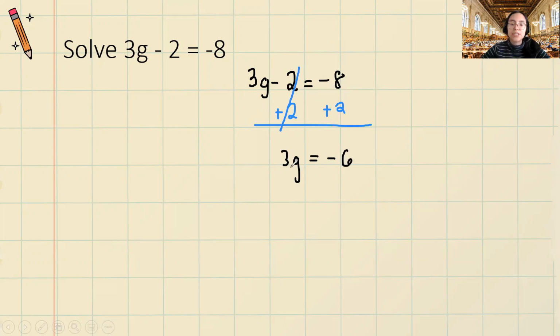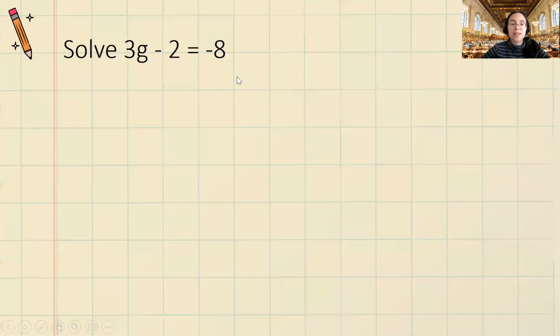Now I have 3g is equal to -6, and 3 is being multiplied by g, and I want g by itself. So I'm going to divide by 3 to undo this multiplication. And what I do to one side, I have to do to the other side, okay? These 3's will cancel, and I can bring down my g, my equal sign. -6 divided by 3 is what I have on the right-hand side. This is going to be -2. Okay, so that is my answer for this example. Let's go ahead and continue.